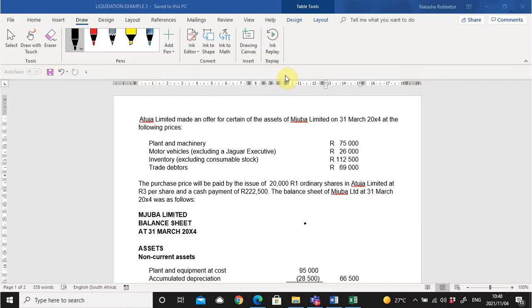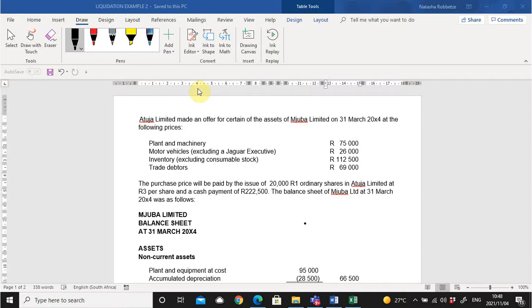In this example I want us to run through what happens if the purchase price is not only paid for in cash but also paid for in other ways, like in this instance the issuance of shares. Alright, so I just want to start by going through the question.